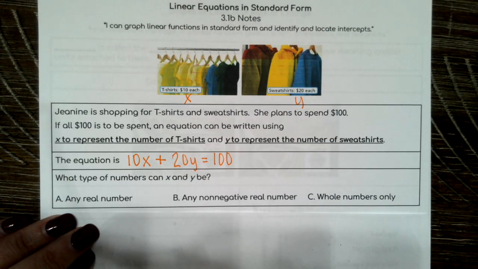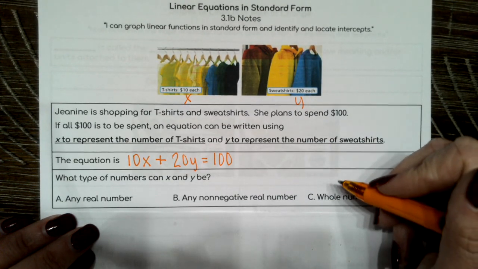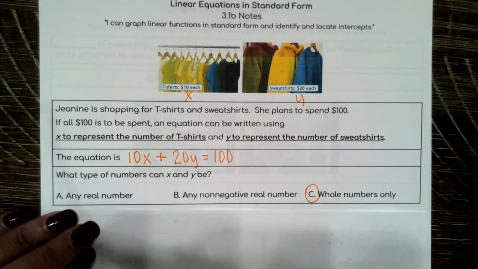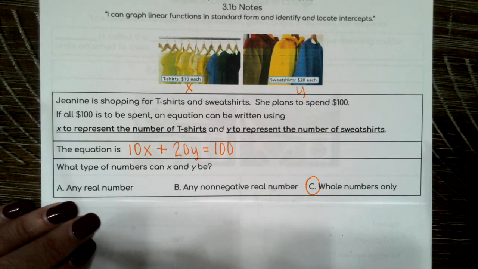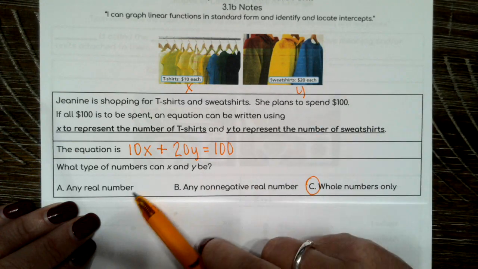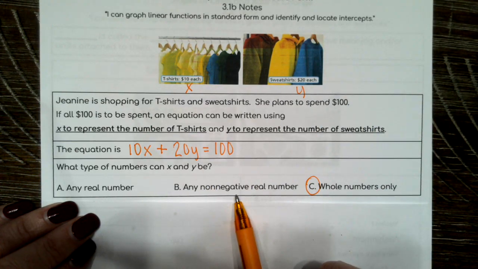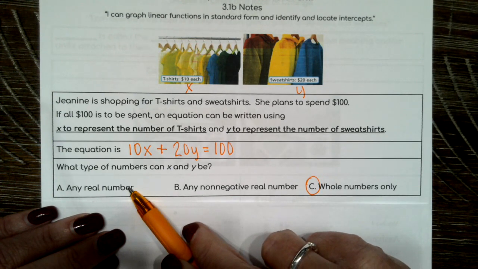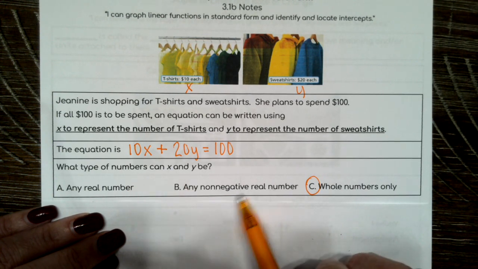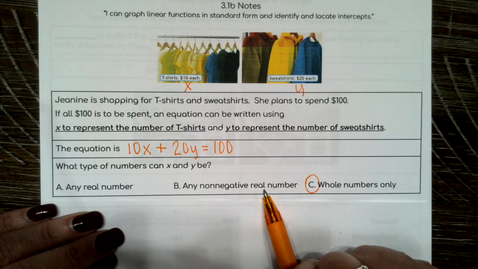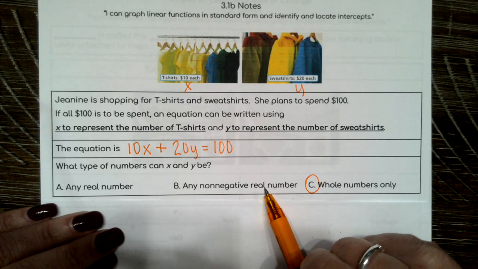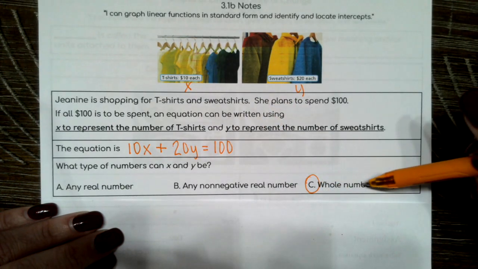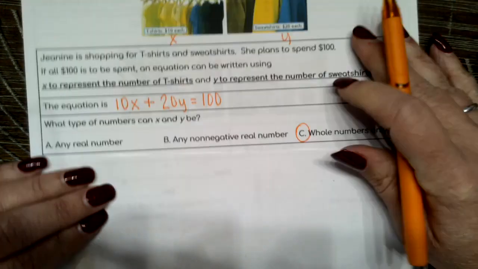X and Y can be whole numbers only. The reason it can only be whole numbers is because it's real items. It cannot be fractions or decimals, and it cannot be negative numbers. They are non-negative numbers. It can't be fractions or decimals because it's t-shirts and sweatshirts, and that's why it's whole numbers only.